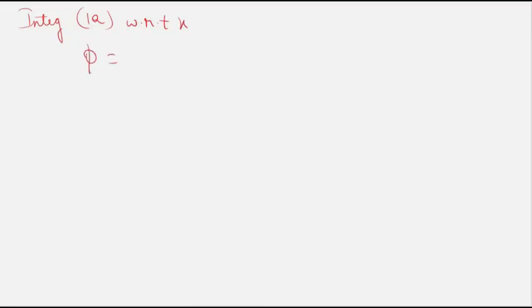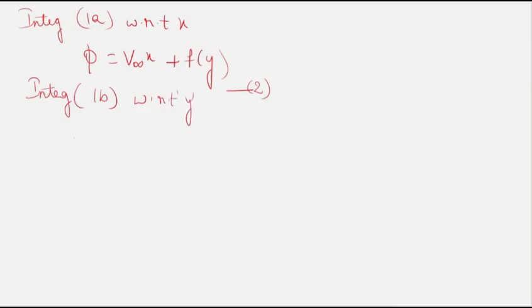Upon integration, I get phi is equal to V infinity x plus f of y. Say this is my equation 2. Now this term f(y) is a function of y only. Similarly, integrating 1b with respect to y, upon integration I get phi is equal to constant plus g of x. And here g of x would be a function of x only.